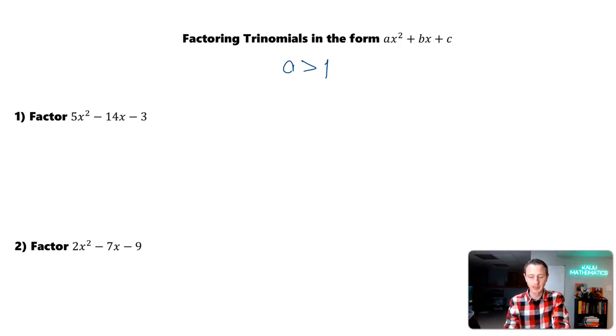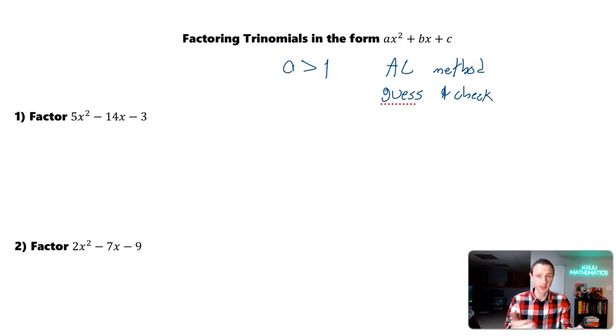I prefer the AC method, which I'll explain in a second. But then there's also guess and check, another way of doing this. And guess and check is exactly what it sounds like. You guess and you check. You guess to see what the two binomials are going to be, and then you check that by multiplying it back out.